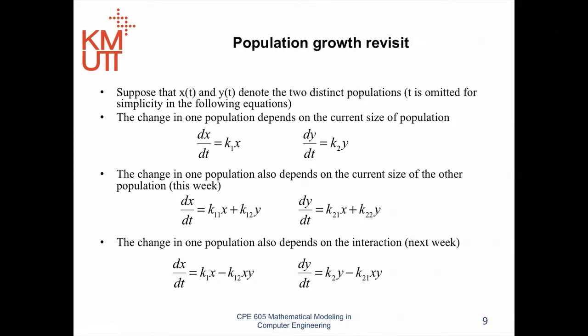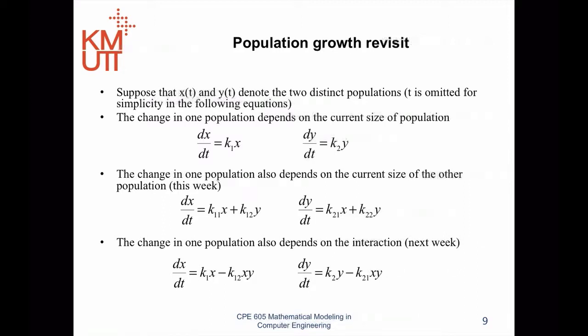So let's suppose that we have two populations, the simplest case, x(t) and y(t), which denote the number of members in those populations. We will usually omit t to simplify the equations. If we are talking about a change of one population that depends only on the current size of its own population, then dx/dt would rely only on some constant times x, meaning that the change of x would rely on x alone, and the change of y would rely on y alone.